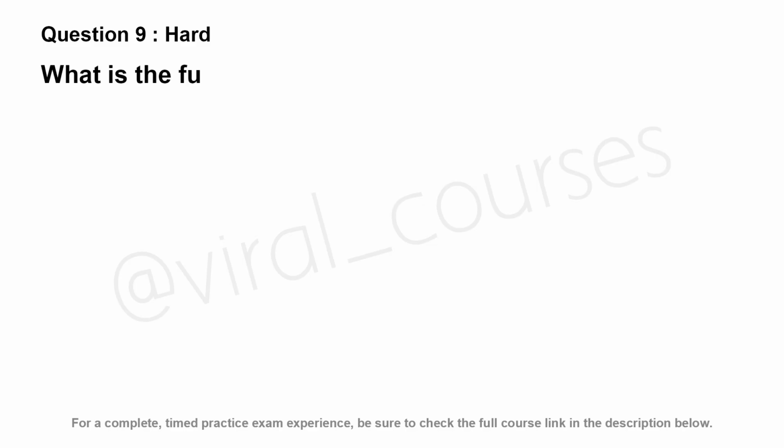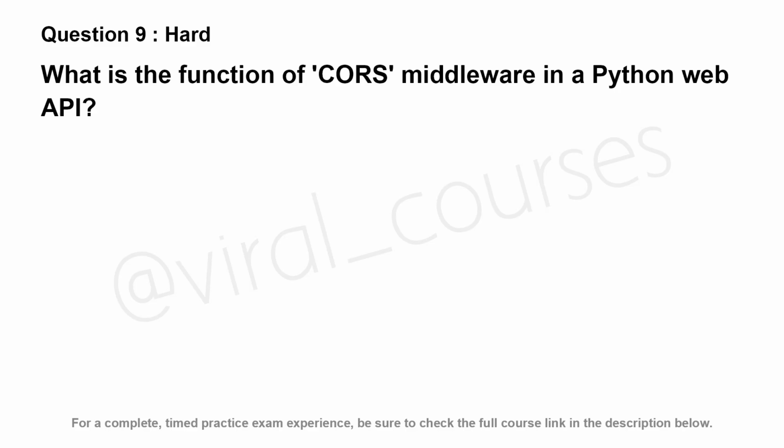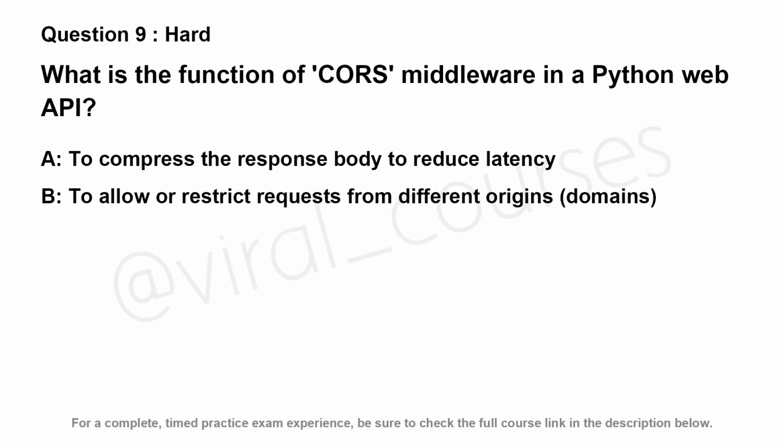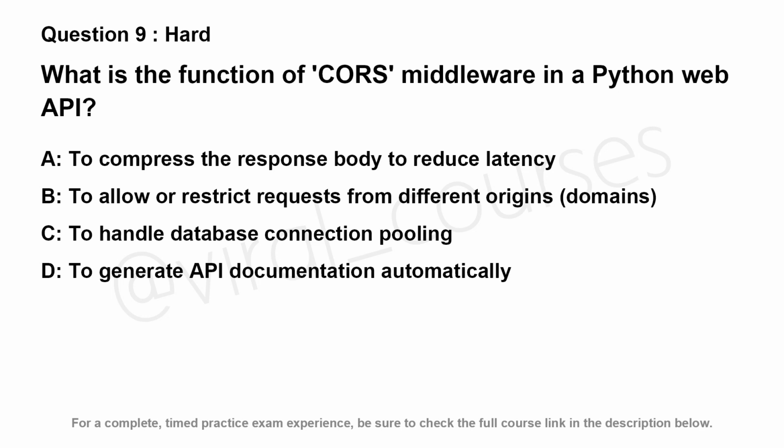What is the function of CORS middleware in a Python web API? Option A, to compress the response body to reduce latency. Option B, to allow or restrict requests from different origins, domains. Option C, to handle database connection pooling. Option D, to generate API documentation automatically.